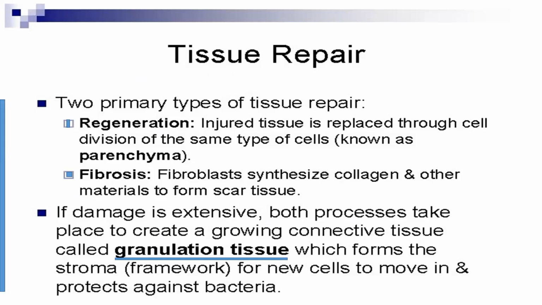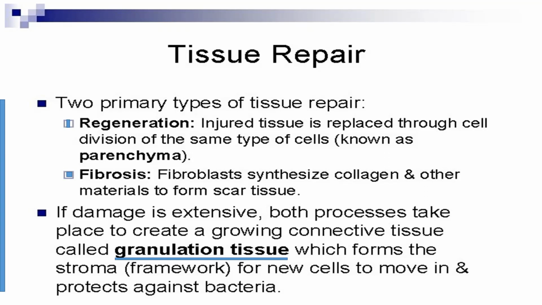In regeneration, the injured tissue is replaced through cell division and the same type of cells, which are known as parenchyma. In fibrosis, the fibroblasts are produced and they synthesize collagen and other material to form the scar tissue. Whenever there is production of fibroblasts, fibrosis takes place and scar formation will also occur.